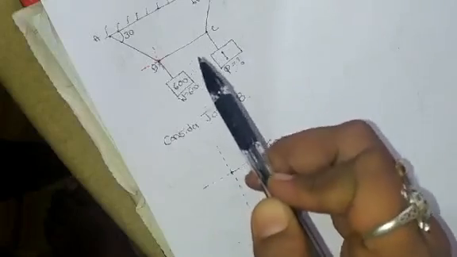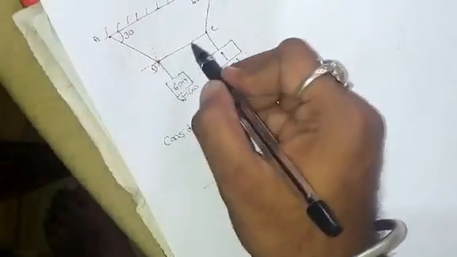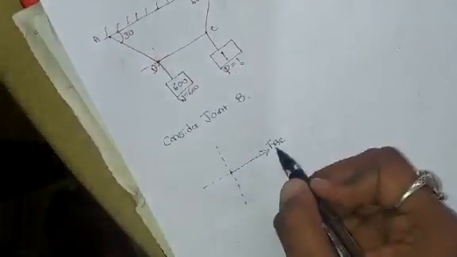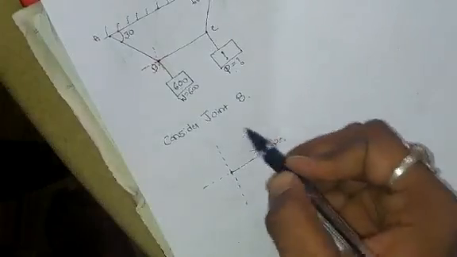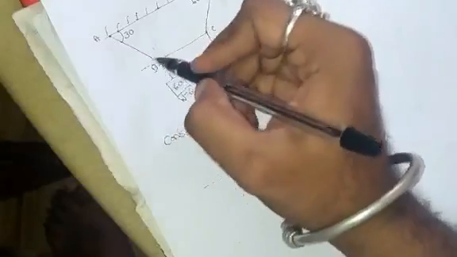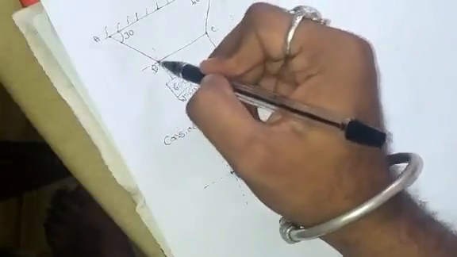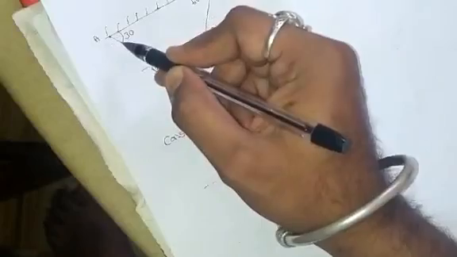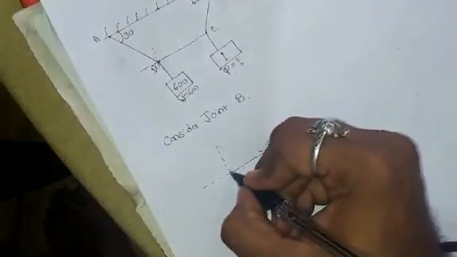Tension forces means the force which is acting away from the joint or away from the body. Now, FBC, so this is FBC acting away from the joint. Next, FBA. You can see here, this is your y-axis, x-axis. So FBA is acting in the second quadrant. See here, this is FBA.